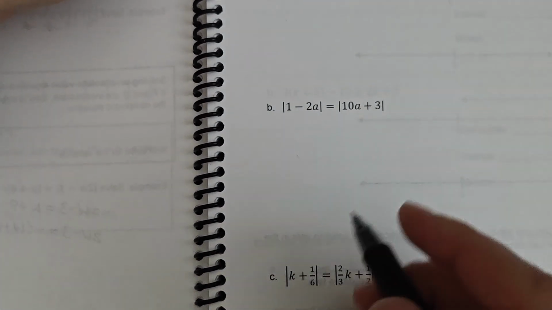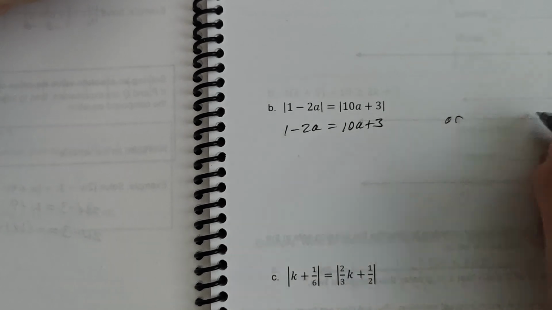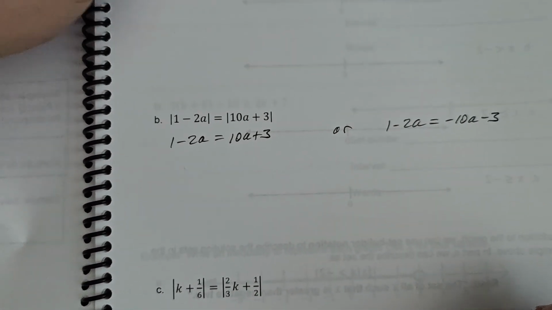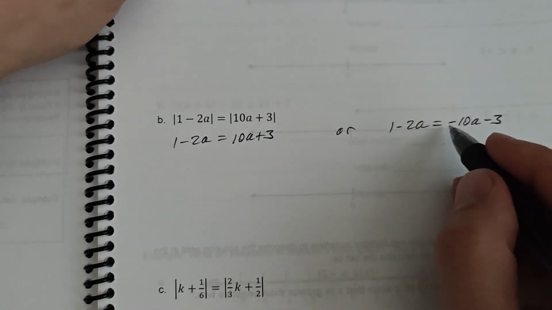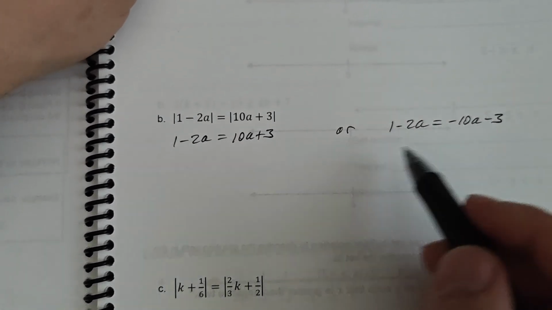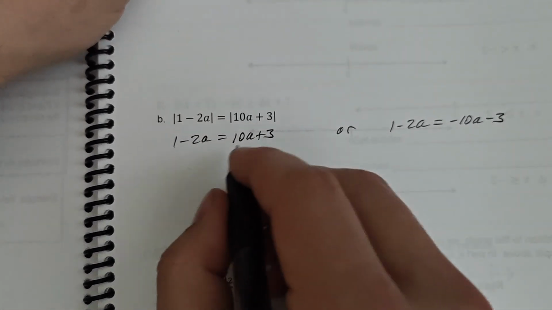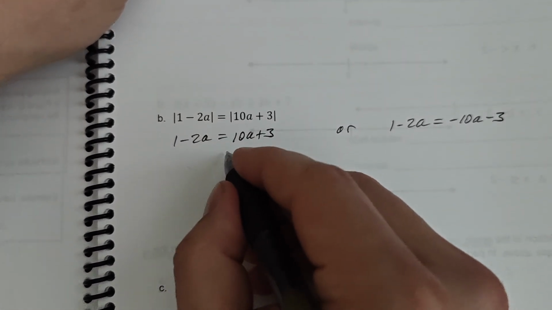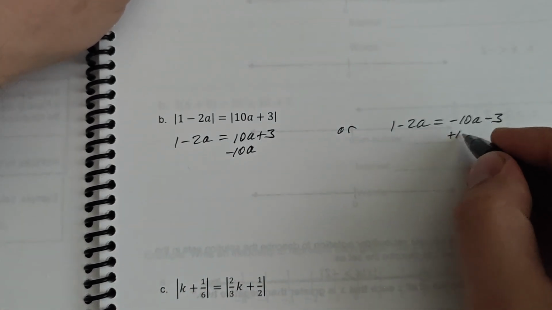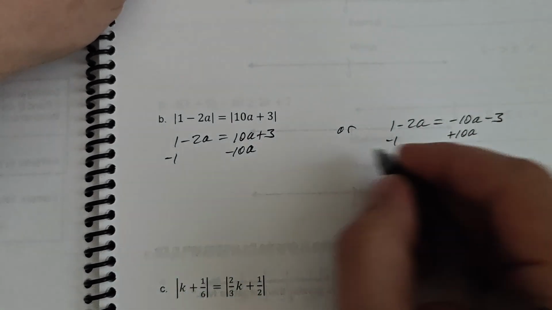I'll work through this one. And here I just skipped showing the negative sign in there and then distributing it, but you do need to be careful with the negative signs that you distribute them to both things here. On both of these, you want to get the variable to one side. Here it's subtracting 10a, here it's adding 10a. Subtracting 1, subtracting 1.